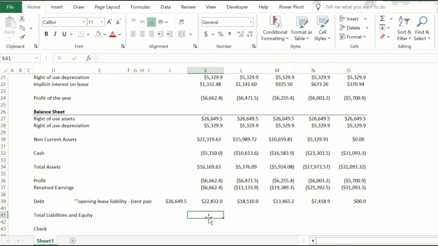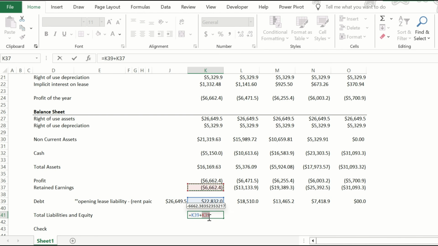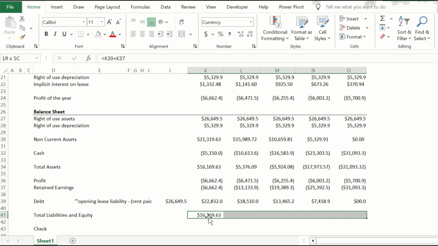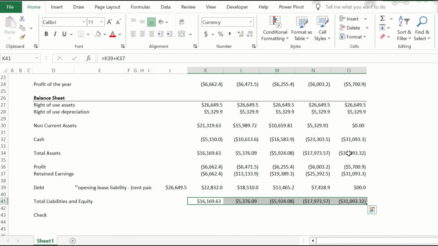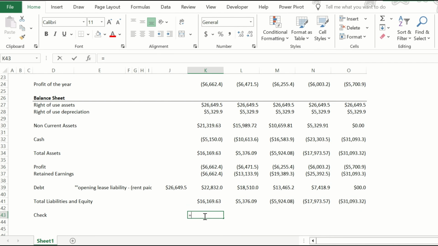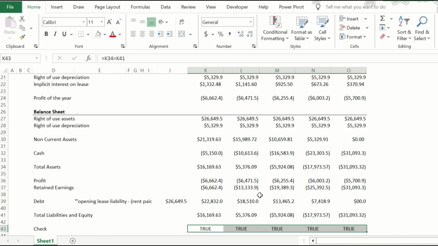Now let's calculate the total liabilities and equity. Sum this up plus this and drag it. You can see that our balance sheet matches. So this is equal to this across 5 years. So this is basically it. Later in another video, I will also explain how to account for leases in valuation.